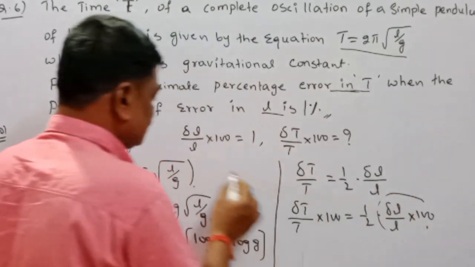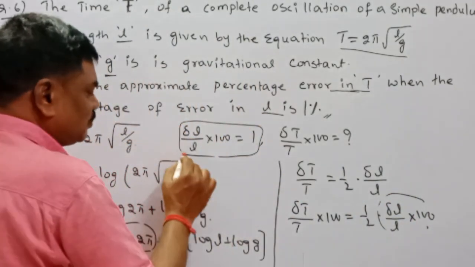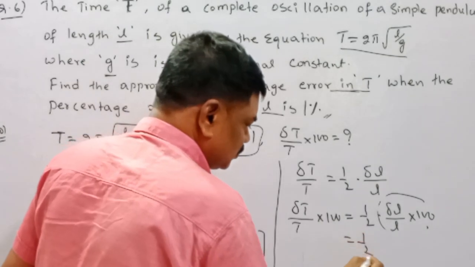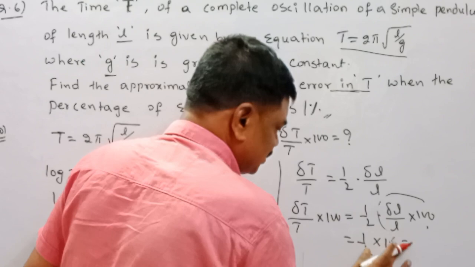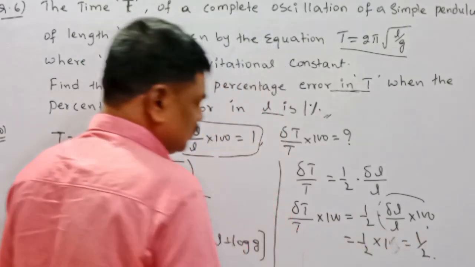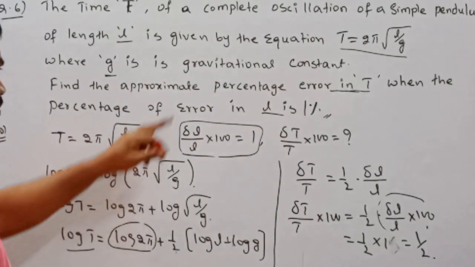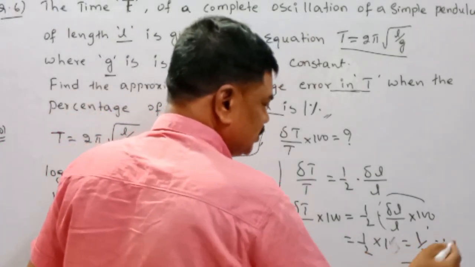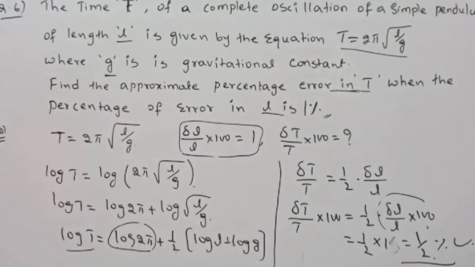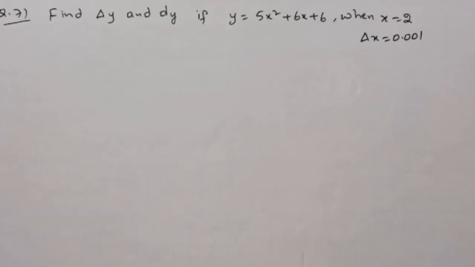What is the value of this one? This is 1%, so it is 1 by 2 into 1%, which is 1 by 2. So here the percentage error in T is 1 by 2%. Okay, all of you. Percentage error in T is 1 by 2%. That's all. Thank you.